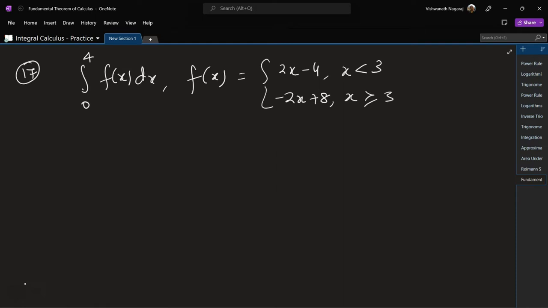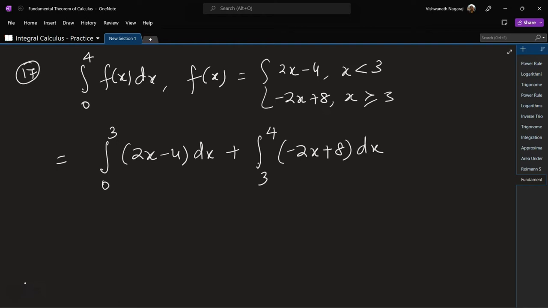Okay, so again, since it's a split function, we need to split this integral as well. So 0 to 3 of, now here x is less than 3, so the part of the function that we are going to use is 2x minus 4 dx, plus integral from 3 to 4 of minus 2x plus 8 dx.